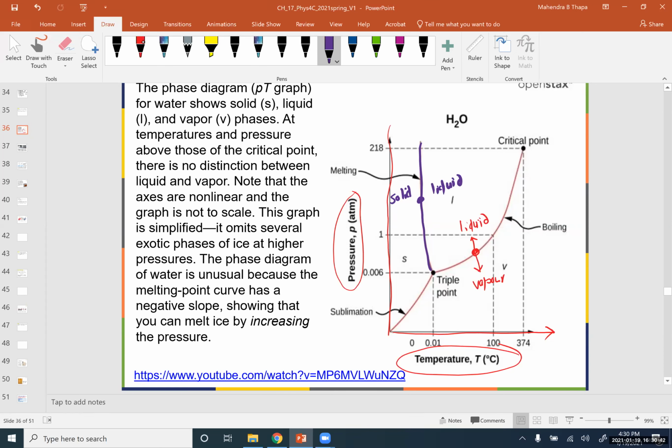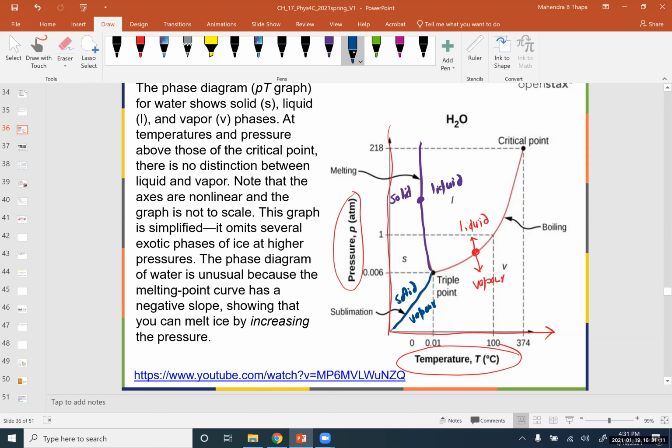And in this other curve, you see here, I used a different color, this is the sublimation curve. So this side will be the solid, and this side will be the vapor. This tells you how pressure will affect the change of phase, how it could change.